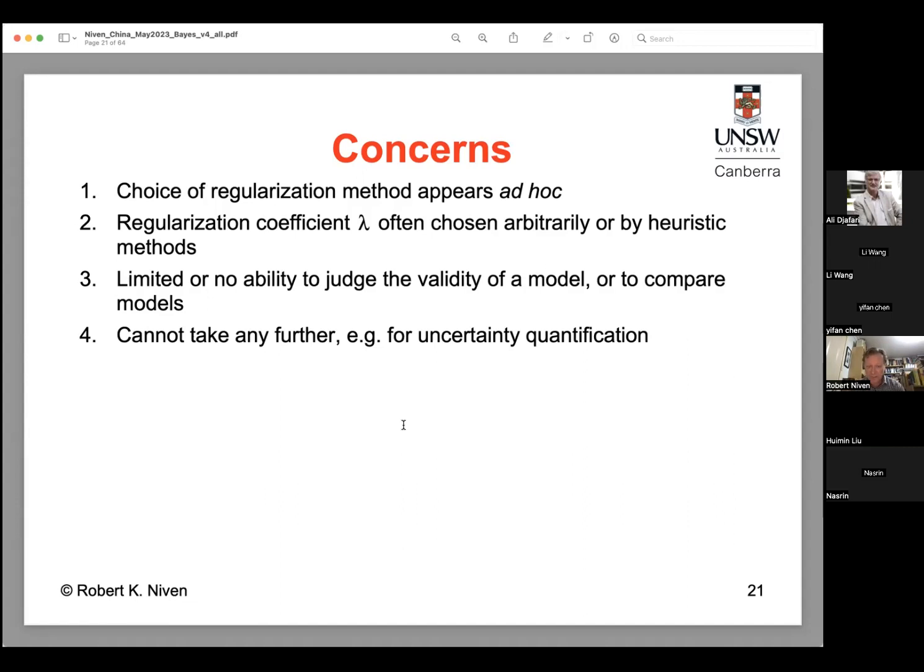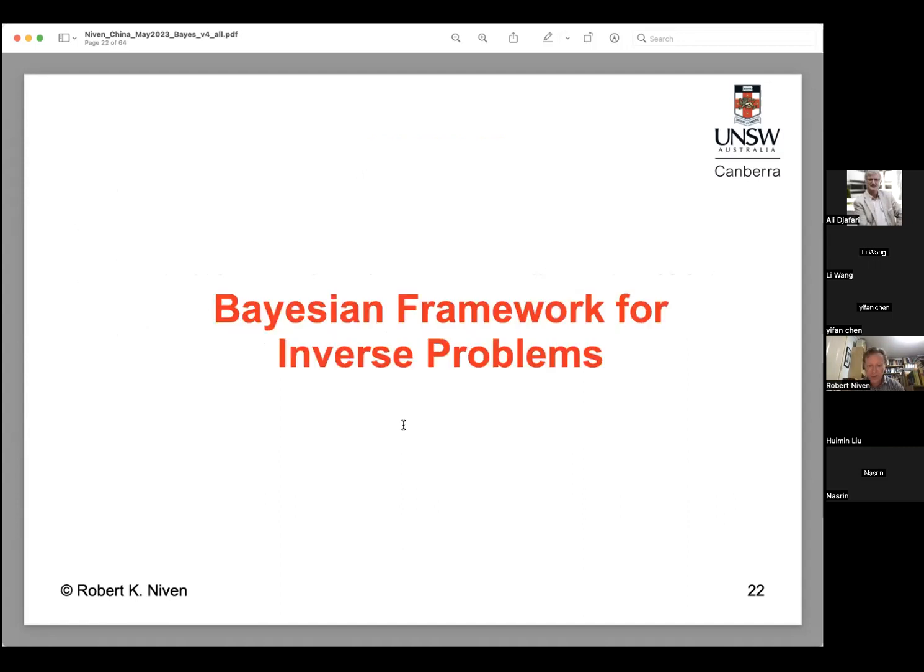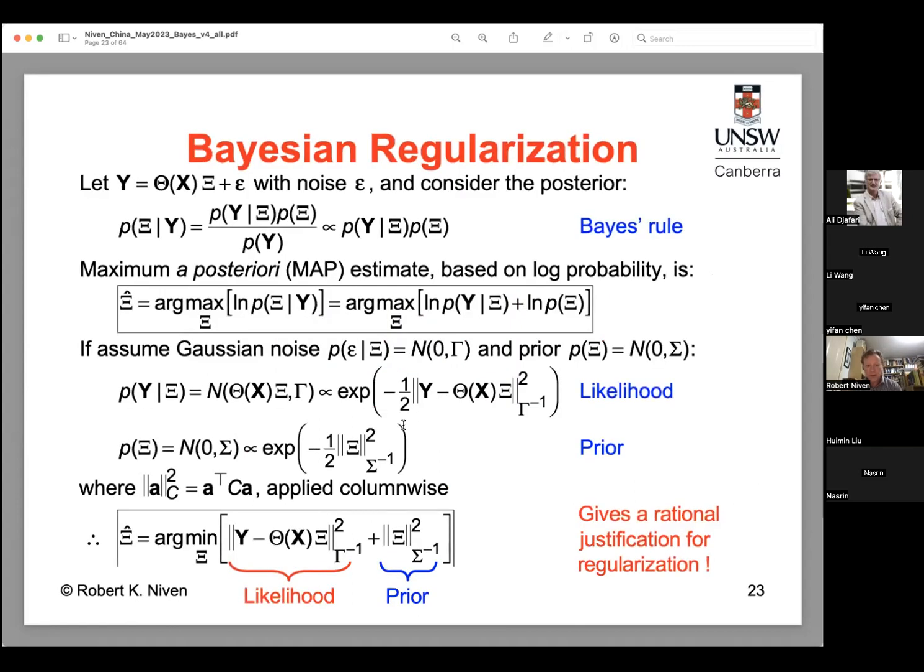and that's why I'm going to explore and demonstrate the Bayesian method. So here's a Bayesian framework for inverse problems. We start off with our original statement where our dependent variable is a function of an alphabet of the independent variables multiplied by a vector or matrix of coefficients psi, with noise epsilon.